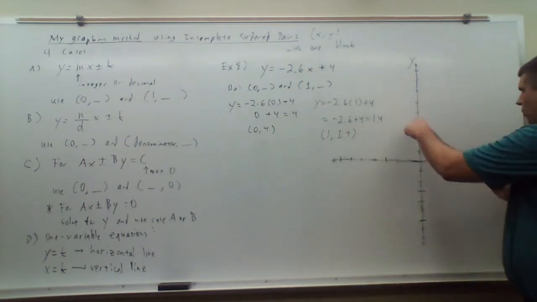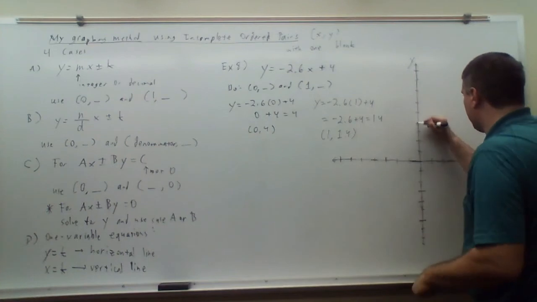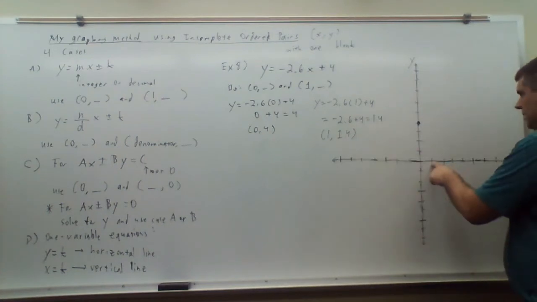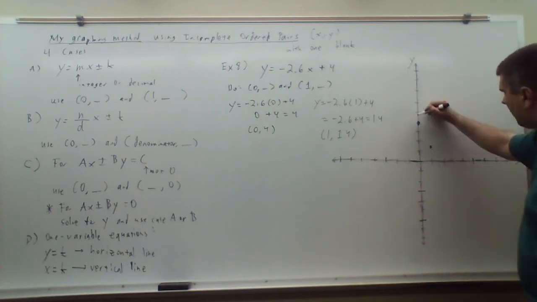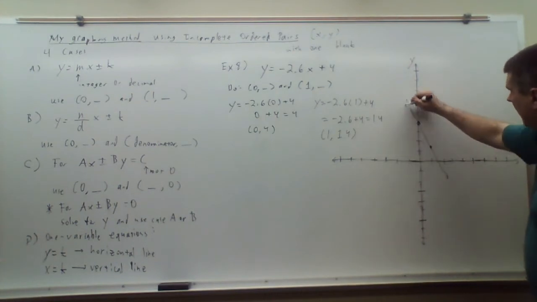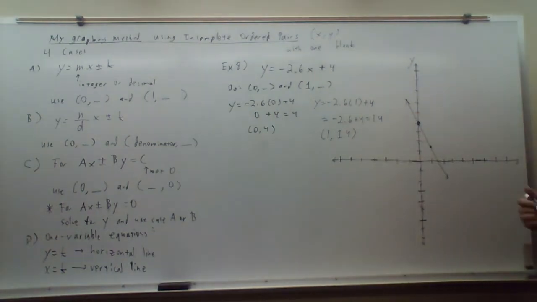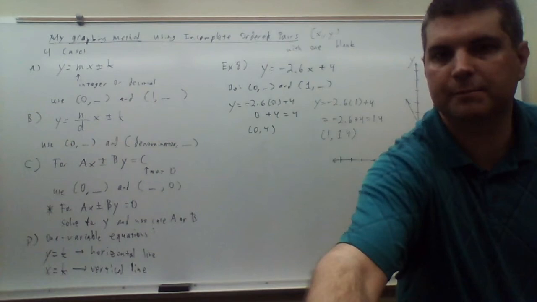So here's 0, 4. Left, right, nothing, up 4. And then 1. And then up 1 and 1.4 would be about right there. All right. And there is a sketch of a line. Okay, I'll set up another example after pausing.